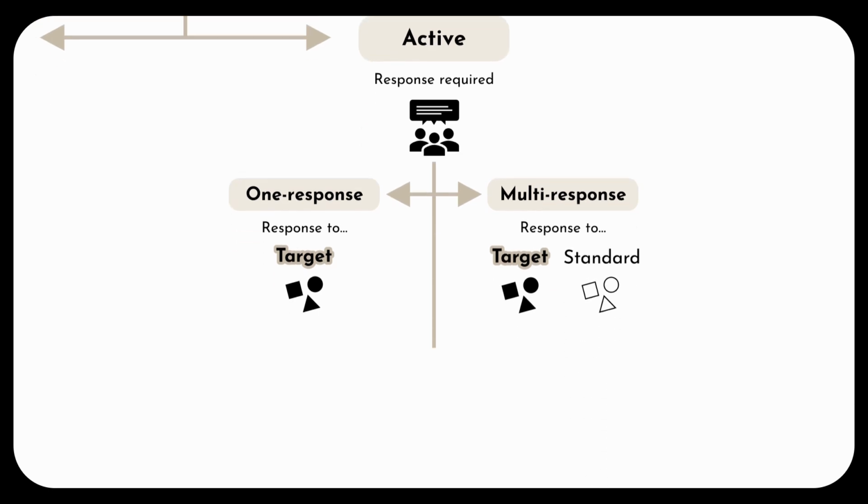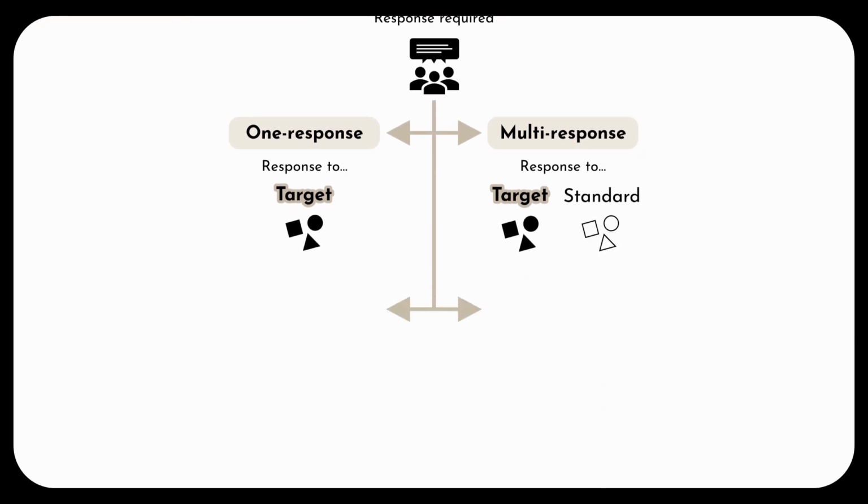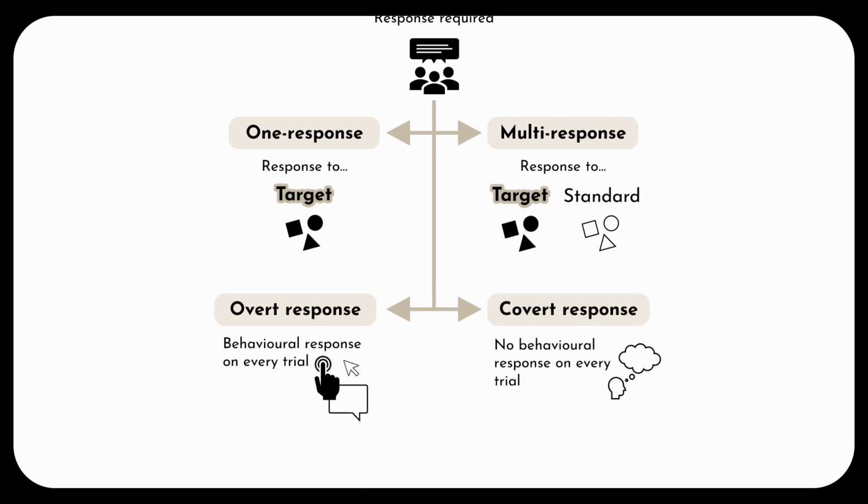In all of these active paradigms, the responses can be either overt or covert. Overt responses include all kinds of button presses, screen taps, or just verbal responses, which need to be provided on a trial-by-trial basis. Covert responses, on the other hand, can look something like counting the stimuli silently in one's mind. The participant may still be asked to report that number at the end of the task, but the main difference here is that no behavioral response will be required trial to trial.